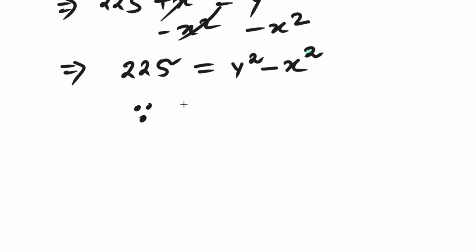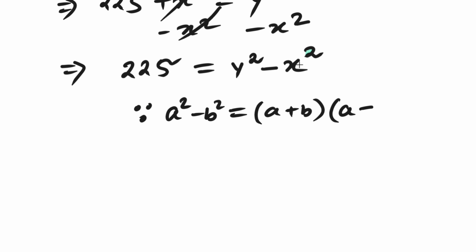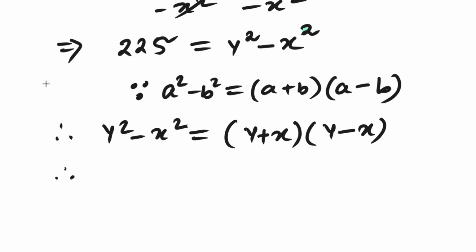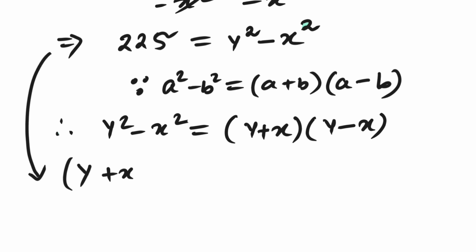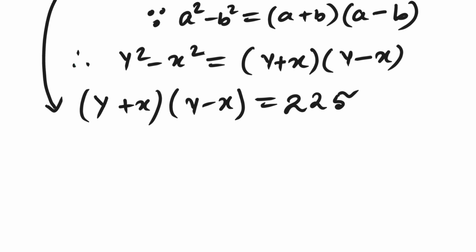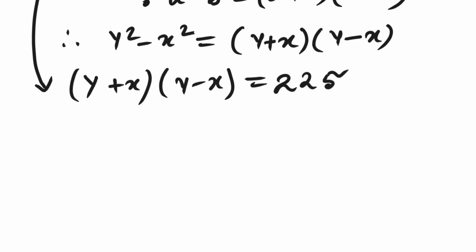There is a standard identity that says the difference between two squares can be factored as the first quantity plus the second quantity, multiplied by the first quantity minus the second quantity. So y squared minus x squared becomes the quantity y plus x, multiplied by the quantity y minus x. Therefore, we have the equation: the quantity y plus x multiplied by the quantity y minus x equals 225.